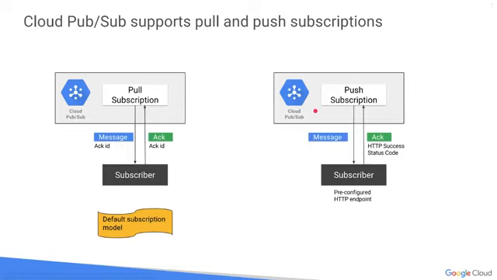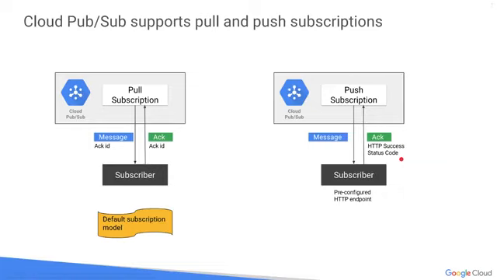A push subscriber doesn't need to implement Google Cloud Client Library methods to retrieve and process messages. In a push subscription model, Cloud PubSub sends each message as an HTTP request to the subscriber at a pre-configured HTTP endpoint. The push endpoint can be a load balancer or Google App Engine standard application. The endpoint acknowledges the message by returning an HTTP success status code. A failure response indicates that the message should be sent again.